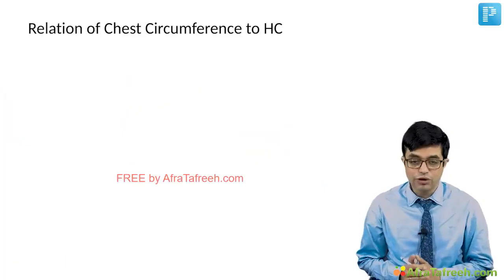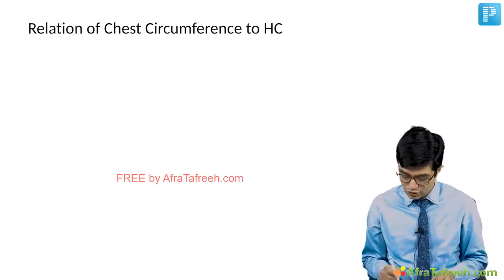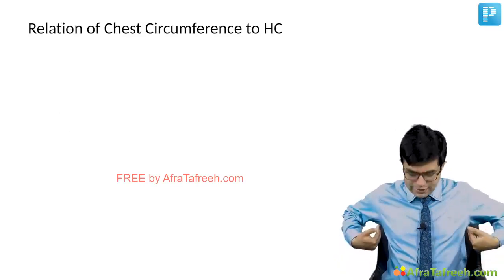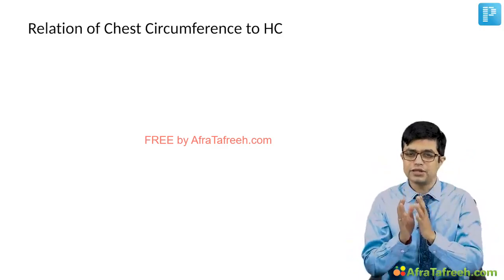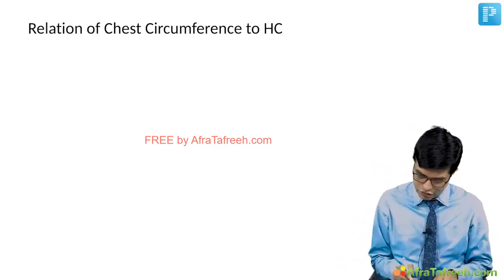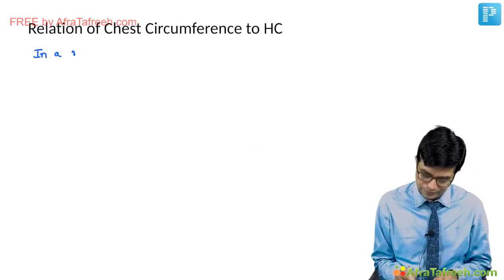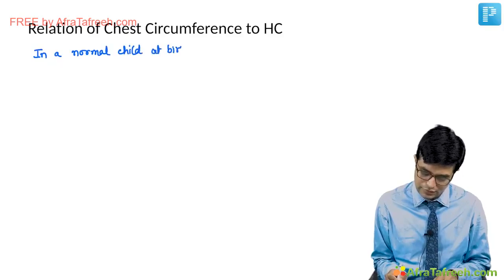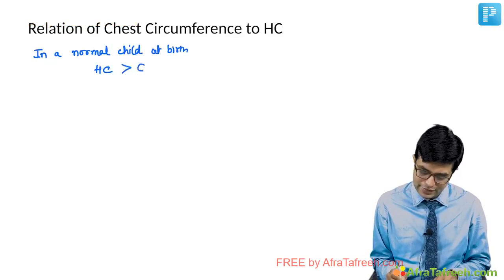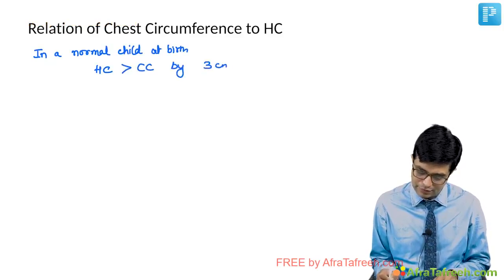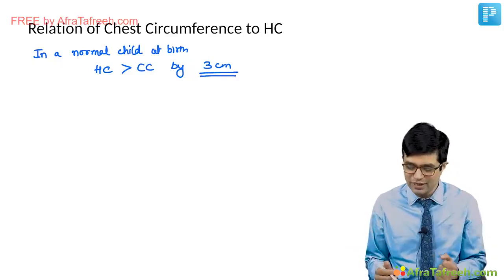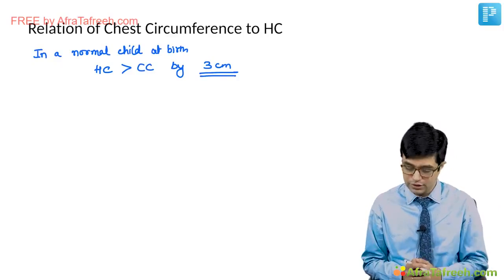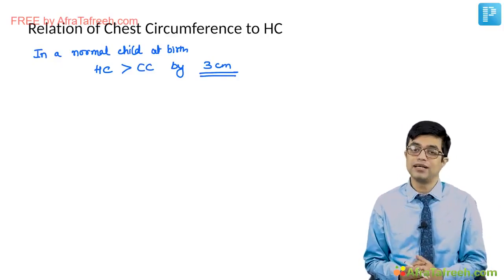Now, what is the relation of chest circumference to head circumference? You know, in you and me, the chest circumference is larger, the head circumference is smaller. But in a child, the head is larger and the chest is smaller. In a normal child at birth, the head circumference exceeds chest circumference by 3 centimeters. Normally, it may be 2.9 also, it may be 3.1 also, but normally it is seen that in a normal term child at birth, head circumference exceeds chest circumference by 3 centimeters.